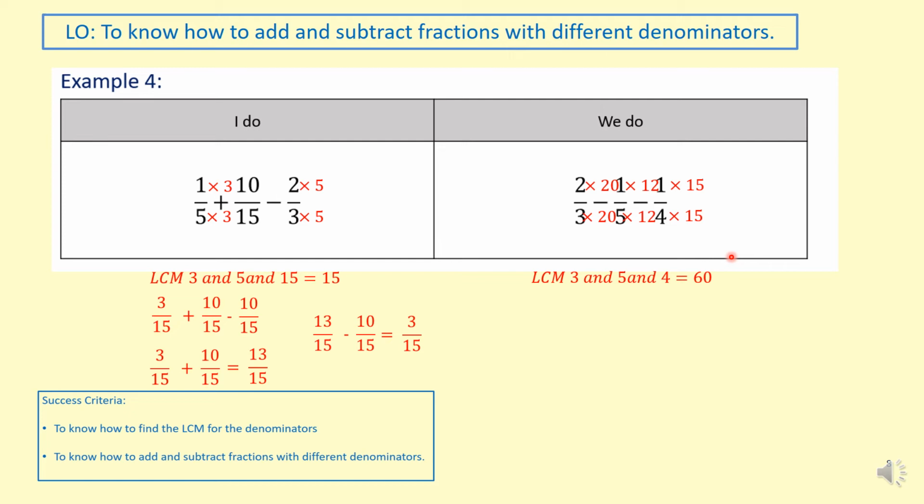Now you need to write the equivalent fraction for all 3 of them. So for the first one you have 40 over 60. For this one you have, then subtract 12 over 60, then subtract 15 over 60.